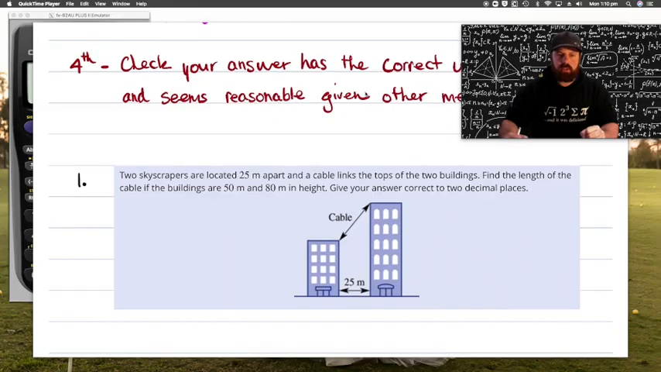Two skyscrapers are located 25 meters apart, and there's a cable that links the tops of the buildings. Find the length of the cable if the buildings are 50 meters high and 80 meters high. Give your answer correct to two decimal places. So the first thing here, I want to look for a right angle triangle, and the right angle triangle has something to do with that cable.